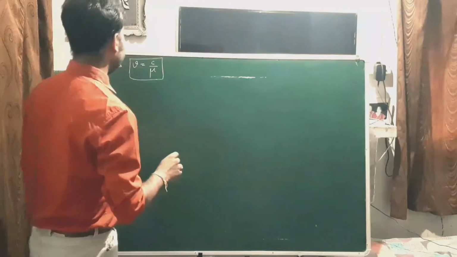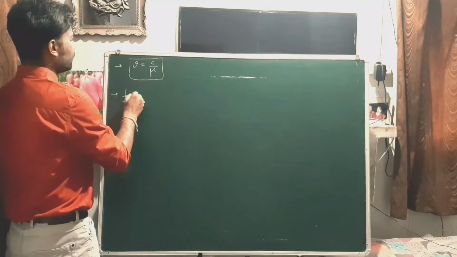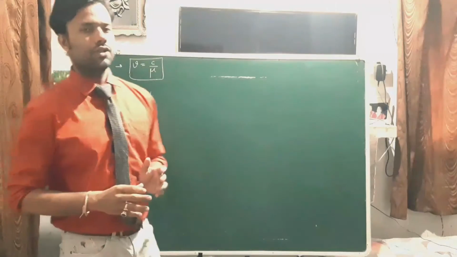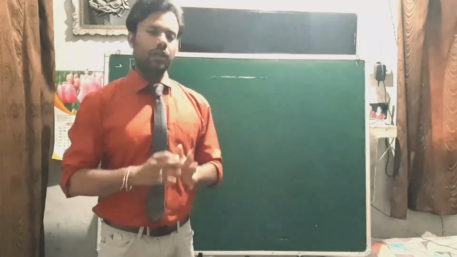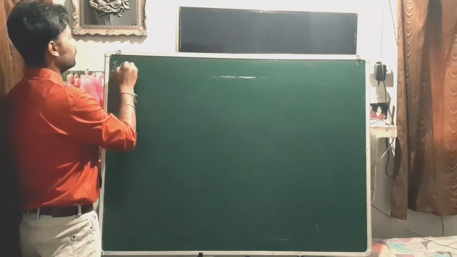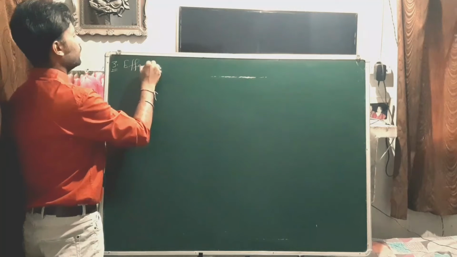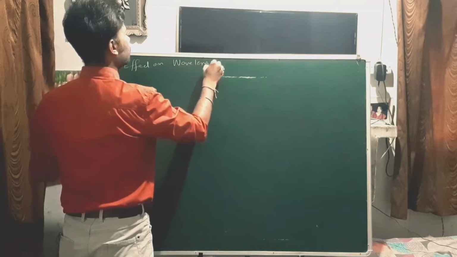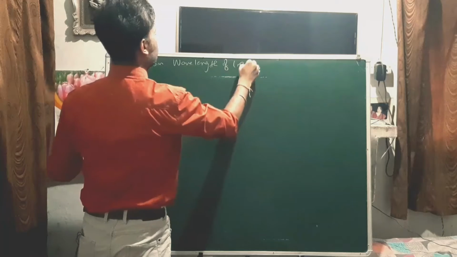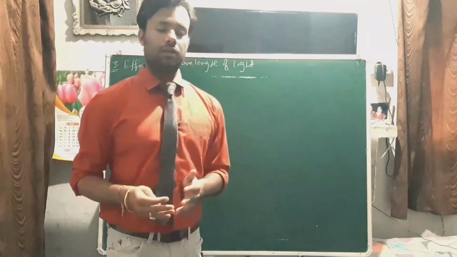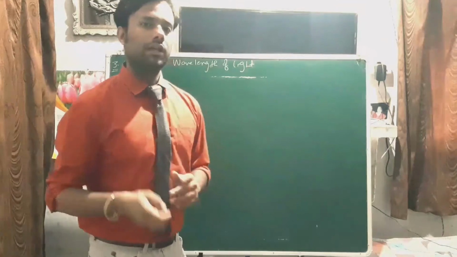Second effect was that frequency remains constant while the light changes the medium. Now it's time to check what will be the effect on the wavelength of light. So third effect is the effect on wavelength of light. What might be the change that occurs when light travels from one medium to another?